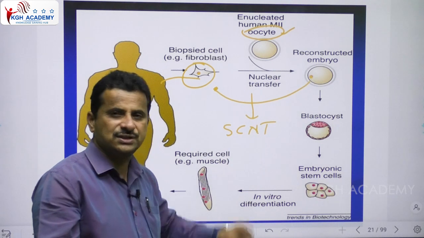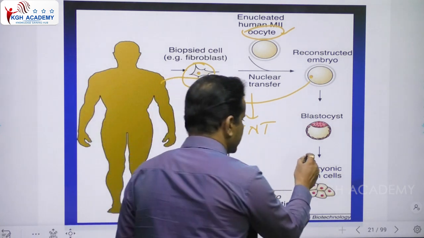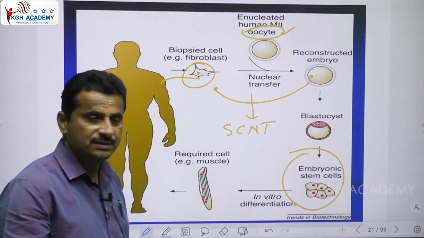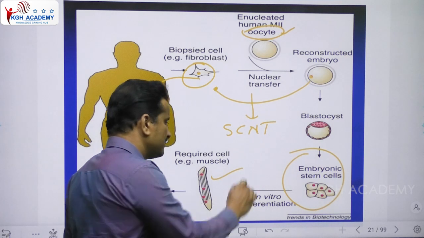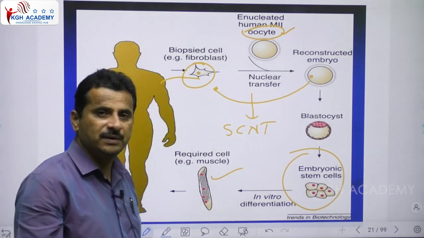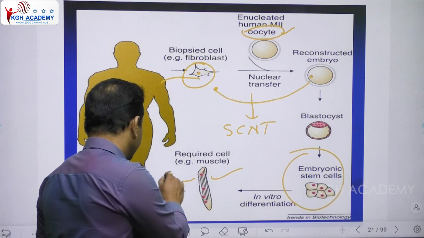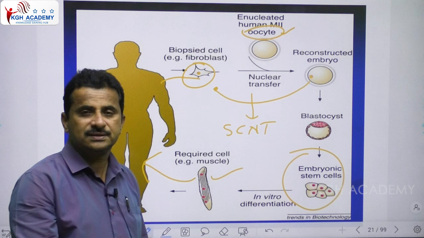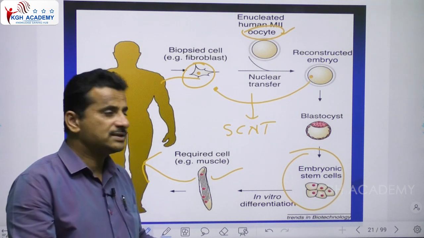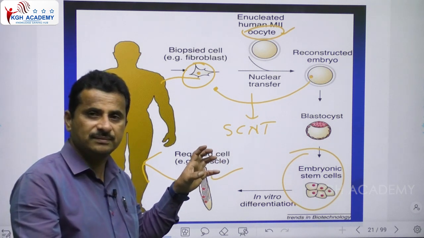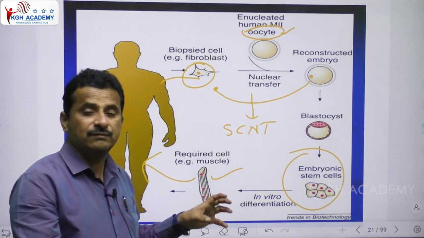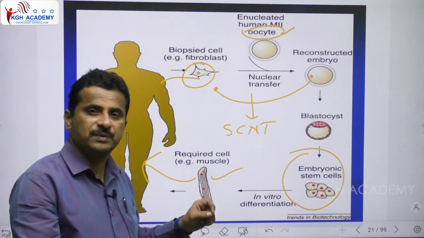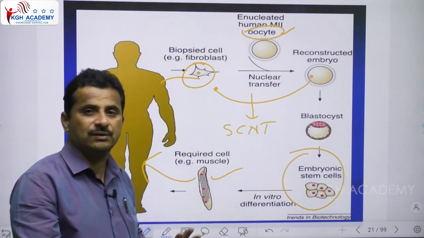From the blastocyst stage, we isolate embryonic stem cells. By using embryonic stem cells, we develop muscle cells or other types of cells, and introduce them again into the person's body to treat different types of diseases, for treatment purposes. This way, the somatic cell nuclear transfer technique for therapy, or to isolate embryonic stem cells, this type of cloning is called therapeutic cloning.